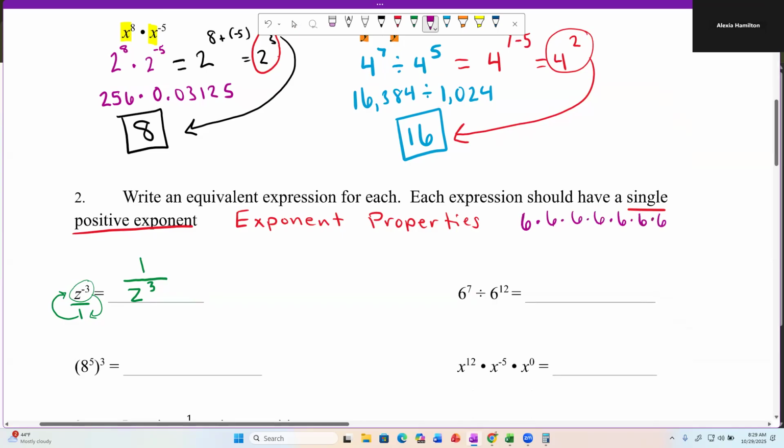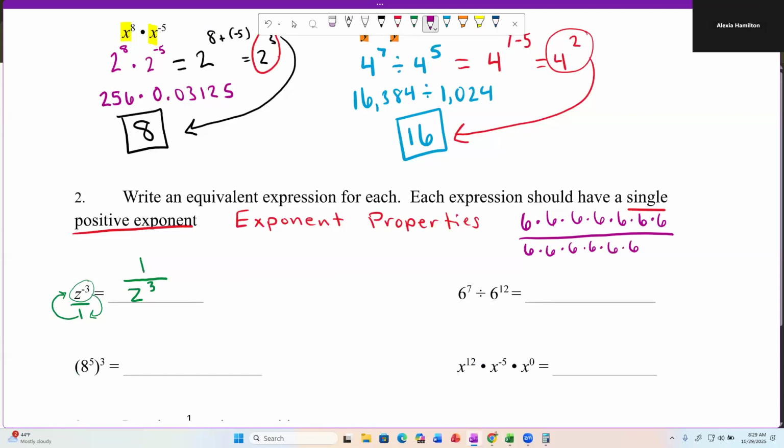6 7. Oh, that one was recorded. That's nice. And then 12 6s. 6 7. 8 10 11 12. Did I get all of them? 1 2 3.